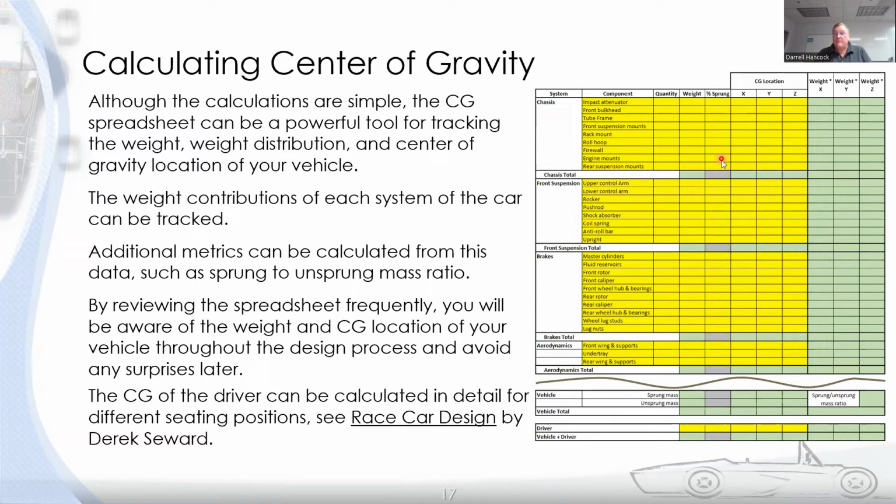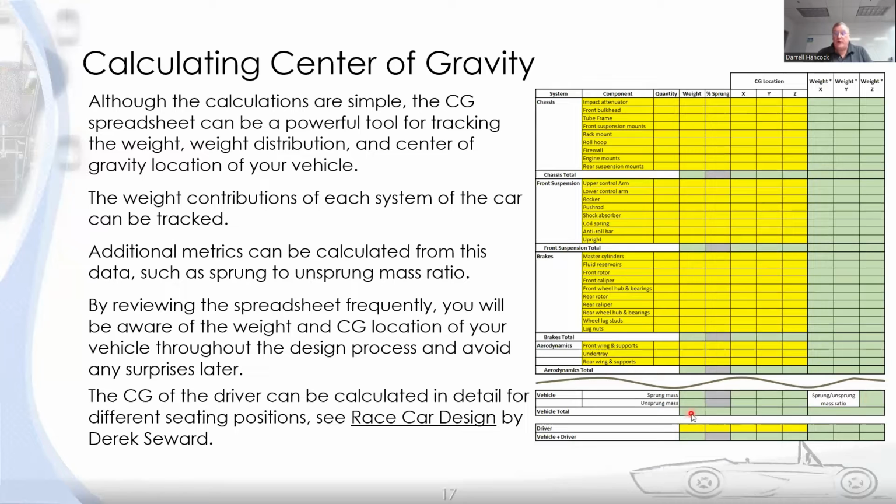By tracking your percentage of sprung mass here, you can also add up what is your sprung mass of the vehicle. It's the weight times the percent sprung, sum that up. And you can do that by component group or by team, however you want to do it. And then you can also calculate that sprung to unsprung mass ratio. That's important. Now, I'm not going to give you a target number, but generally the higher that ratio is, the better your car will perform on a bumpy or rough track.